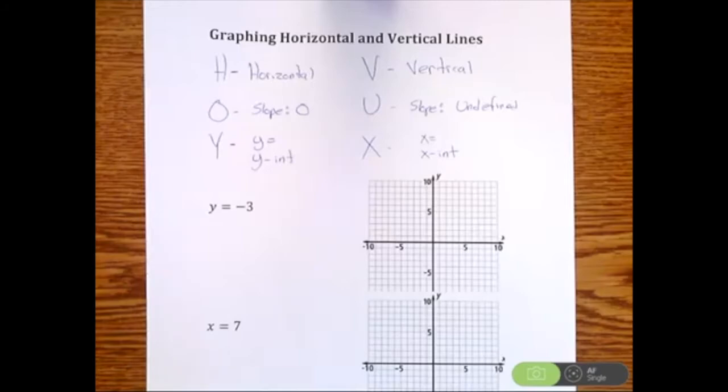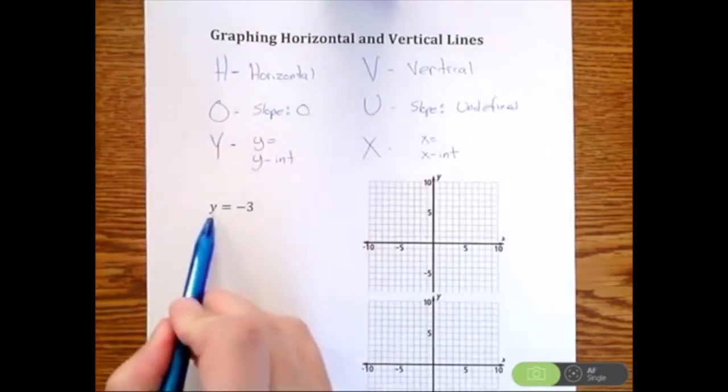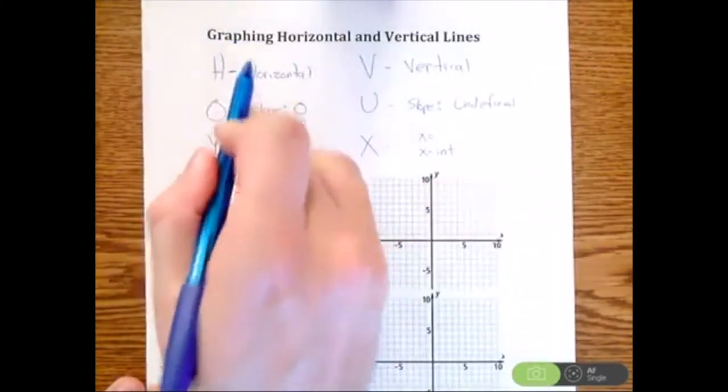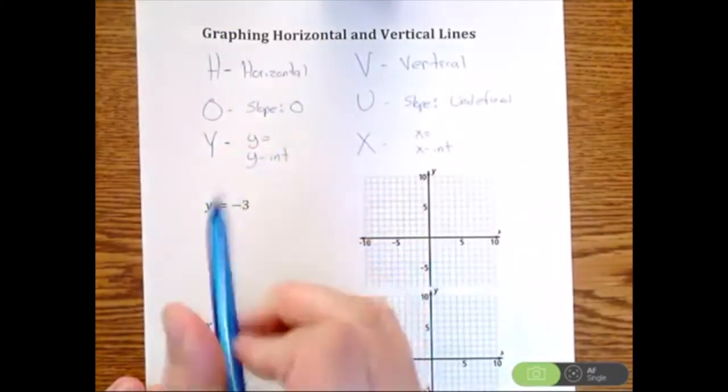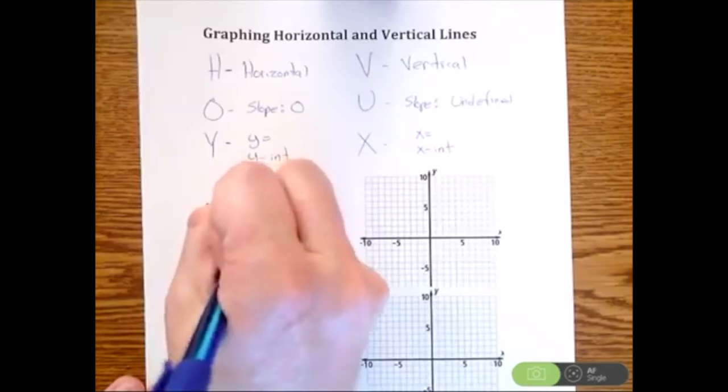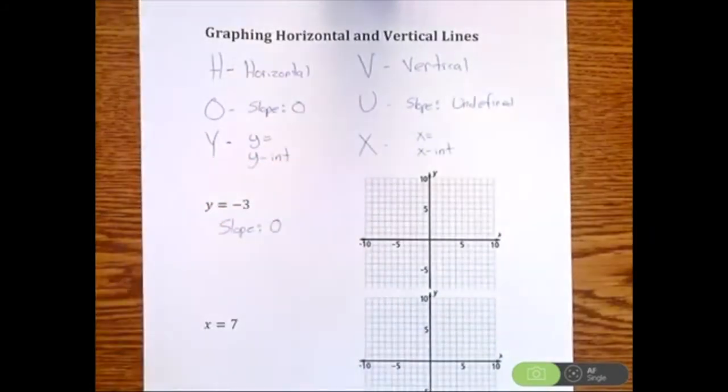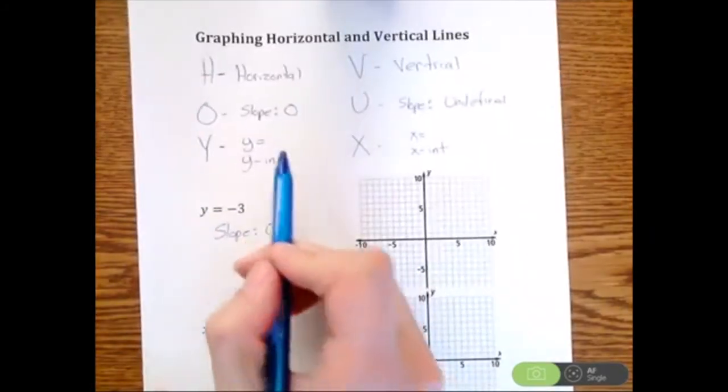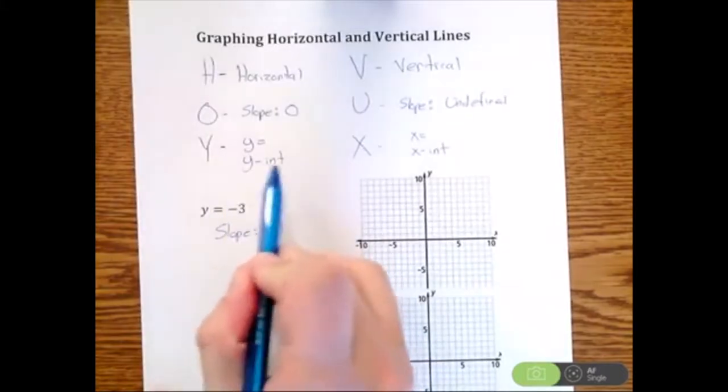So the first one I have is y = -3. I see the y, and I'm thinking of HOY VUX. I know it's a horizontal line. I know the slope's going to be 0. So without even graphing this, I know I should get a slope of 0, but we'll look at it. And I know it's a y equals equation, and I should have a y-intercept.